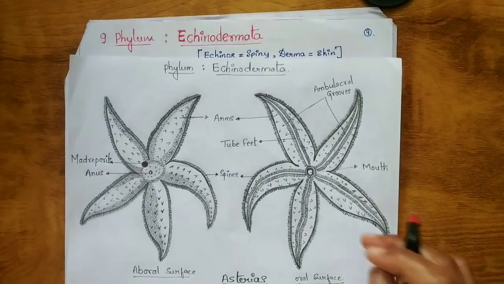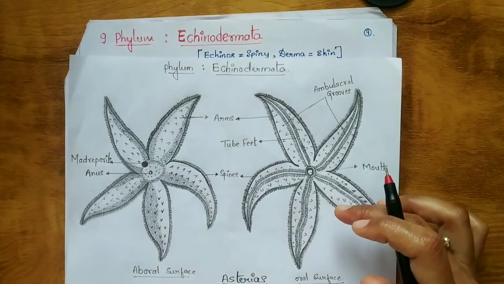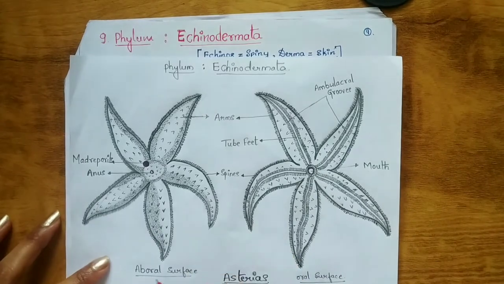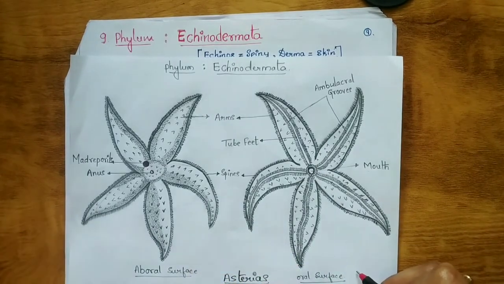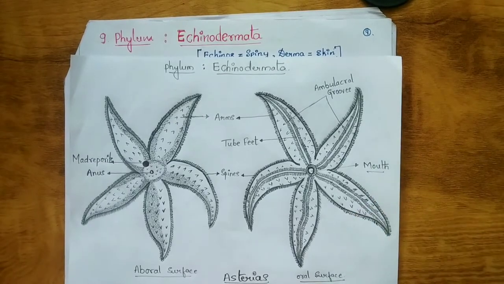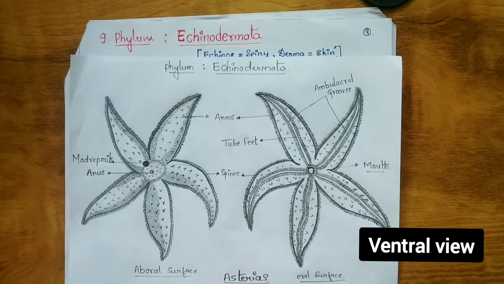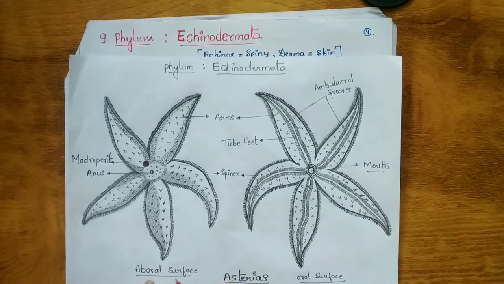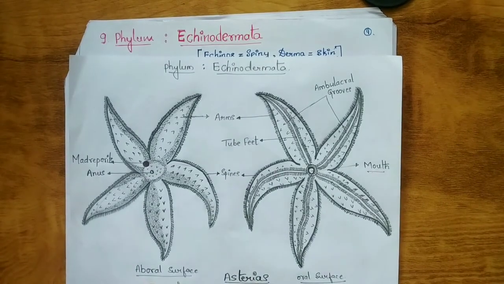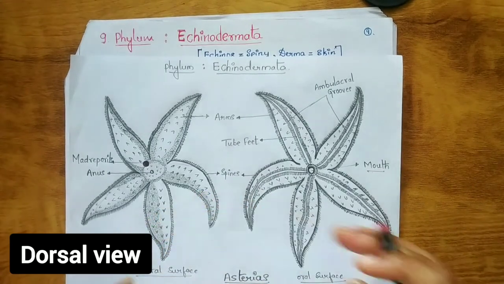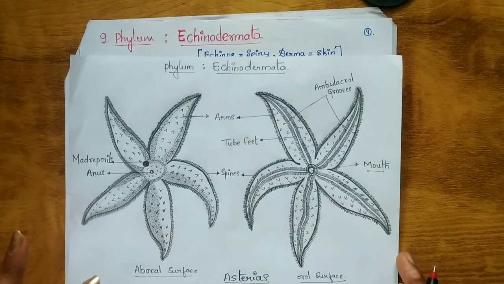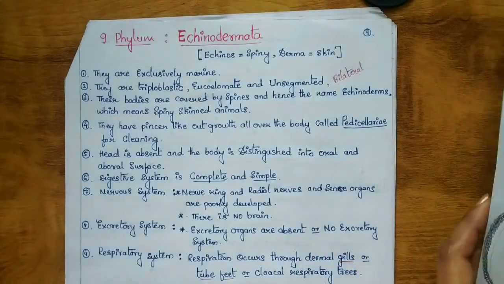You can see this diagram here which I have drawn. This is the diagram of Asterias, that is starfish, and this is the aboral surface and this is the oral surface. Oral surface means the side which has the mouth, or it is also called the ventral view or lower end. And coming to the aboral surface, where you can see the anus, that side you can call the aboral surface, which is the upper surface. Okay, and let us move on to the next point.